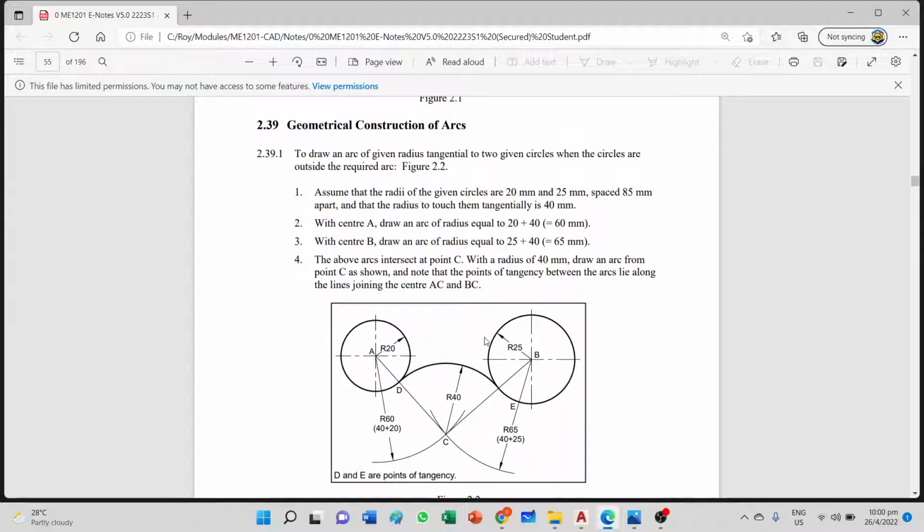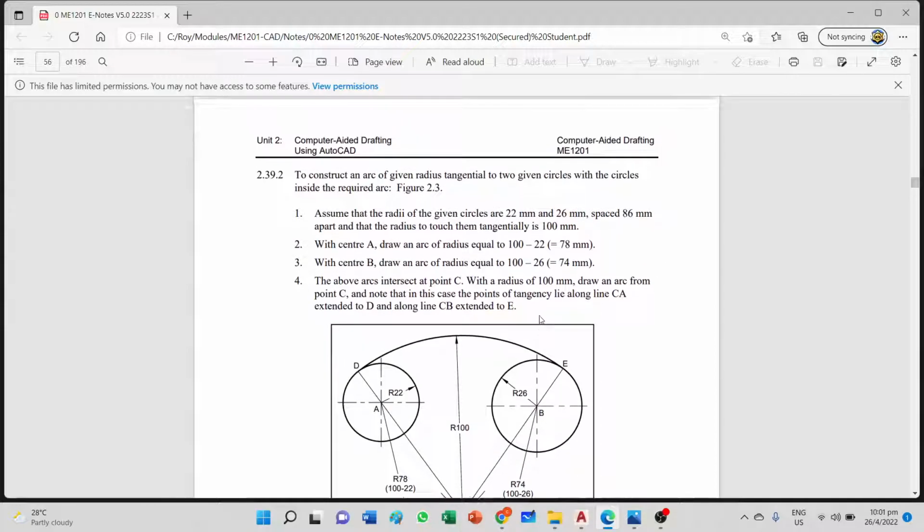Many years ago, I can't remember exactly when, AutoCAD didn't have the tangent radius icon for you to draw arcs that are tangent to two circles. So in the past, students or people actually had to create construction circles to find the center of the arc that is tangent to these two circles. So do read through this in detail and it'll help you understand.